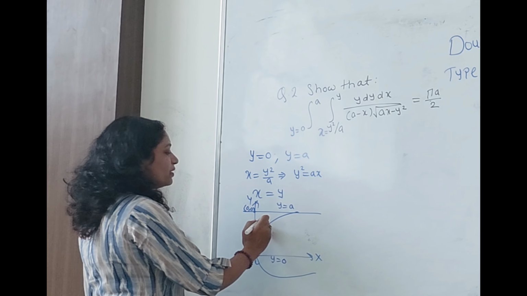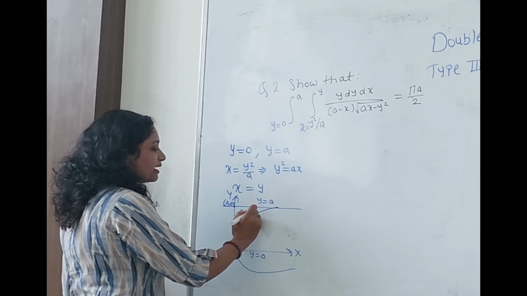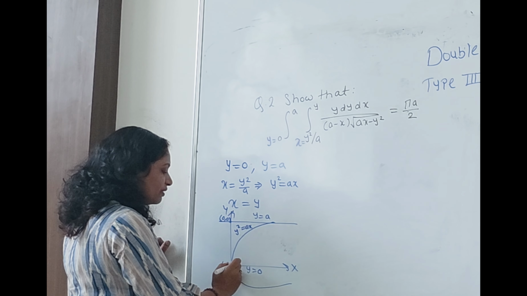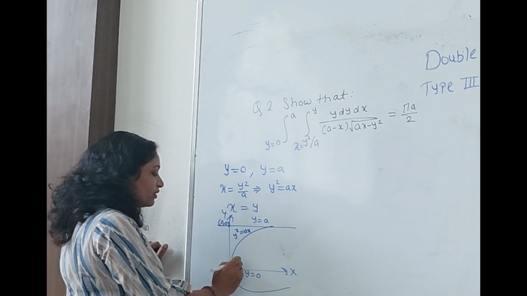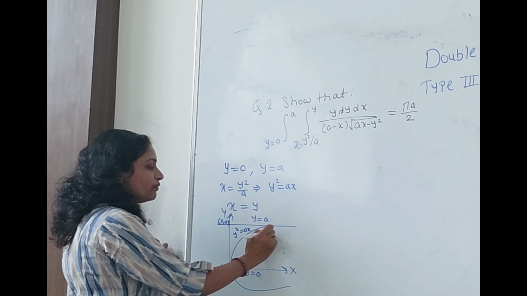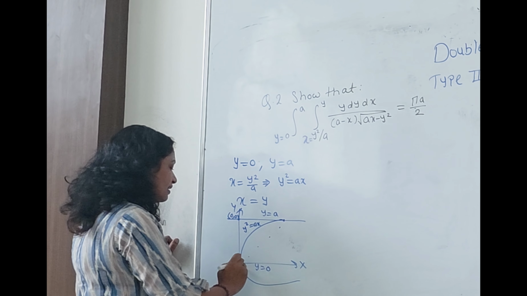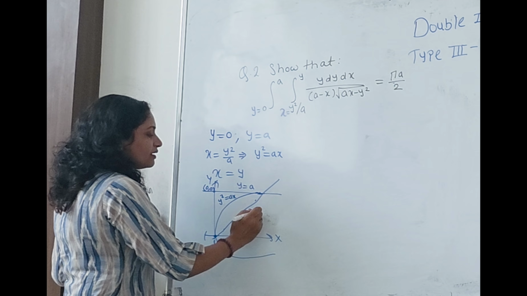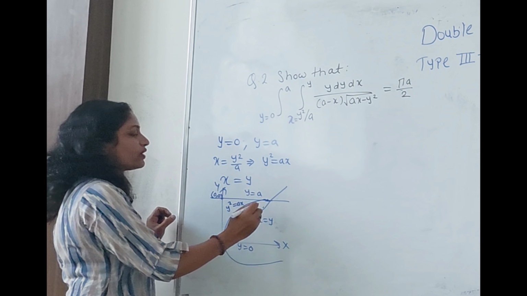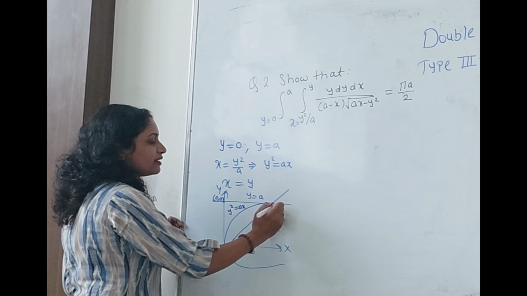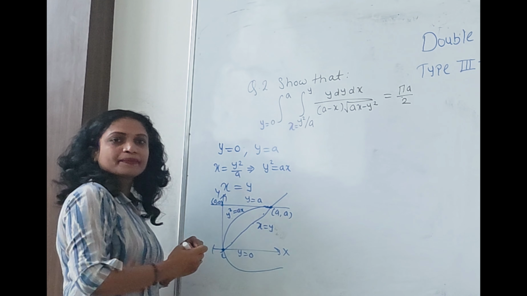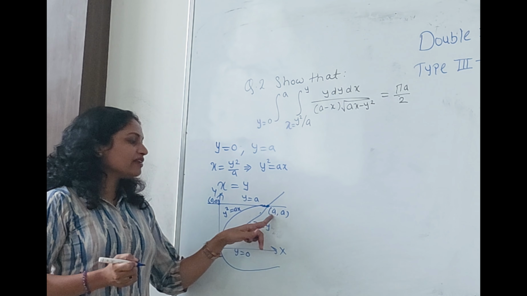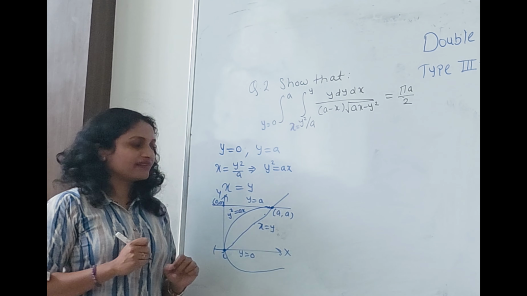The equation of this parabola is y square equals ax. And what about this line x equals y? The x equals y line will pass through (0, 0), (1, 1), (2, 2), (3, 3), (4, 4), up to (a, a). Right? So the x equals y line will be somewhat like this. And what can you say about this point of intersection? It will be (a, a), because y is a and x equals y.